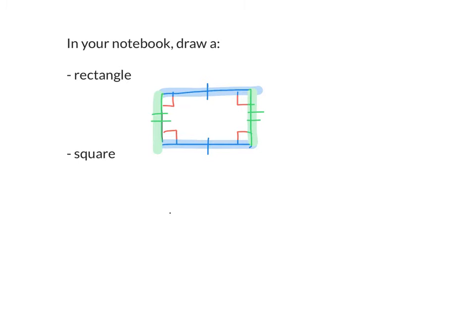Now, same thing. In your notebook, draw a square. We know that squares are just special types of rectangles. Again, we can draw that they have 4 right angles. And this time, how many of the sides are congruent? All 4 of them. So we can draw the same tick mark on all 4 to show that they are congruent.